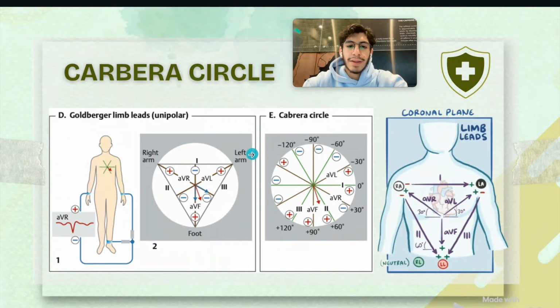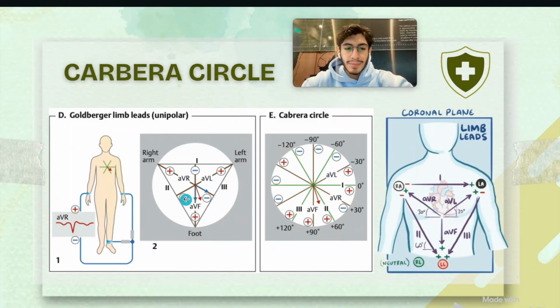Then we have the second lead. It goes from the right arm to the left foot, and then you have the third lead, lead 3. It goes from the left arm to the left foot. Those are the leads that we know about. But then you have 3 other leads that basically just fill in the gaps. They give you more perspective, and that's AVR, AVL, and AVF.